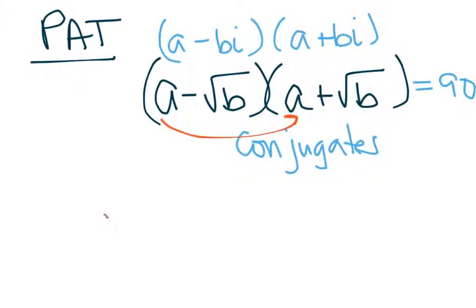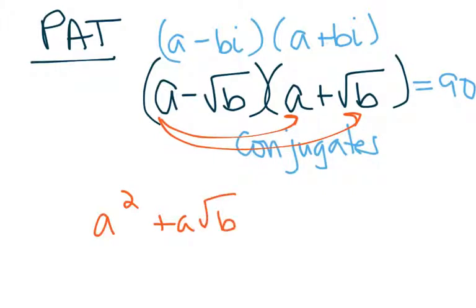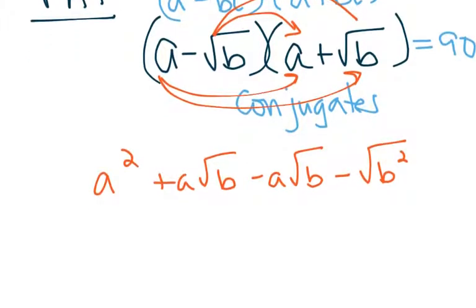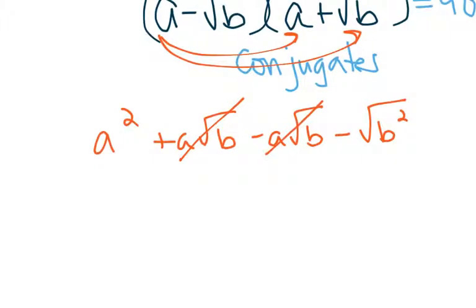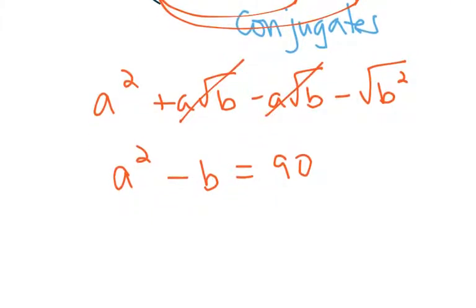We get a squared plus a the square root of b minus a the square root of b minus the square root of b squared. Well, these are opposites and they cancel, and the square root of b squared is b. So now I know when I multiply this together, I'm going to get a squared minus b is equal to 90. So you need to play with numbers to determine what you can multiply together and then subtract something, and you're going to get 90.